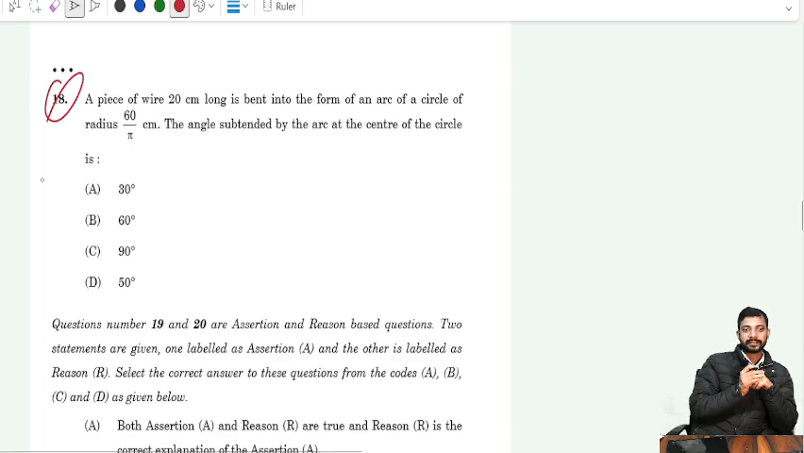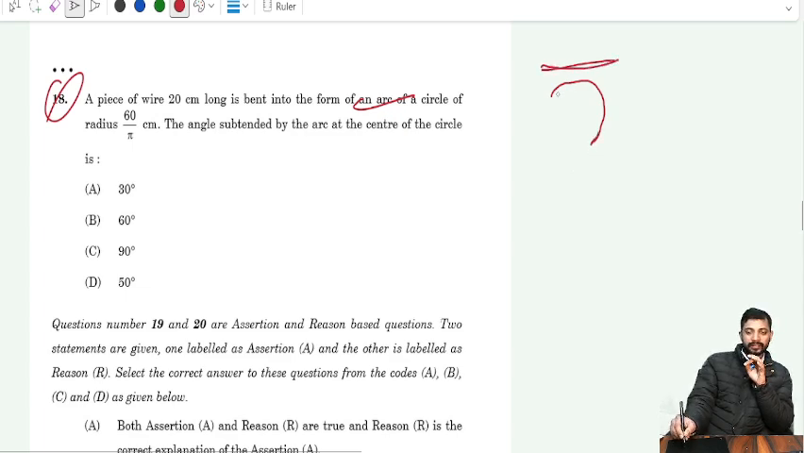Question number 18. Here you are given a piece of wire 20 centimeters long that is bent into the form of an arc. Let's suppose that this is a piece of wire. If we bend this, it will be this arc. So the length of this wire is equal to the length of this arc. This is an arc of a circle, with radius given as 60 by pi. Here you have to find the angle the arc subtends at the center.